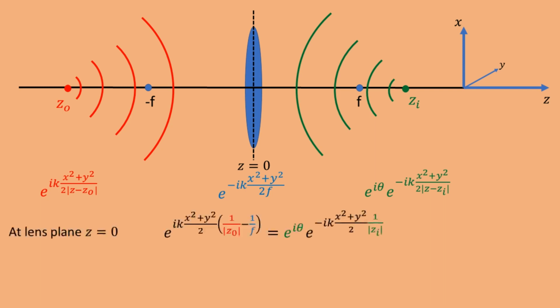We can look at what happens at the lens plane z = 0, which gives us an equation saying that 1 divided by the object distance minus 1 divided by the focal length gives minus 1 divided by the image distance. Rearranging this gives us the thin lens equation that we know from geometrical optics.